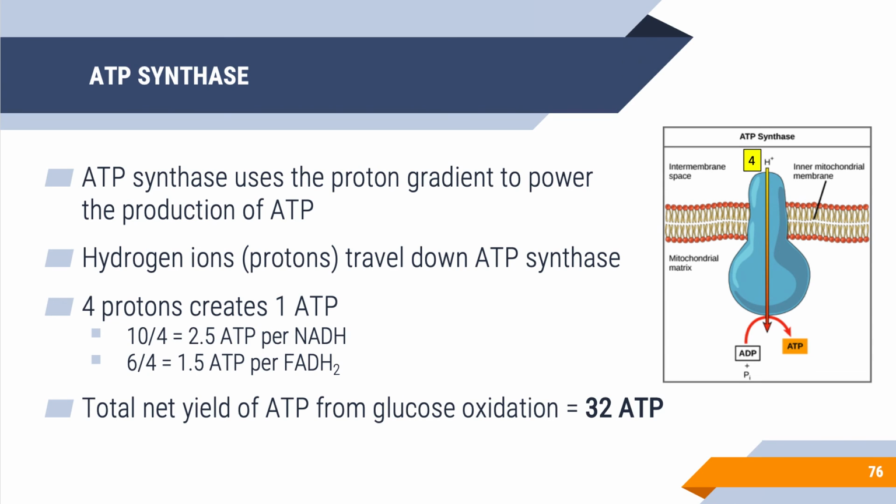So the total net yield of ATP from glucose oxidation, or the oxidation of a single glucose molecule, is 32 ATP, which is pretty impressive. But what we'll see with fat metabolism is that the oxidation of a single palmitate molecule can generate a lot more ATP than this.